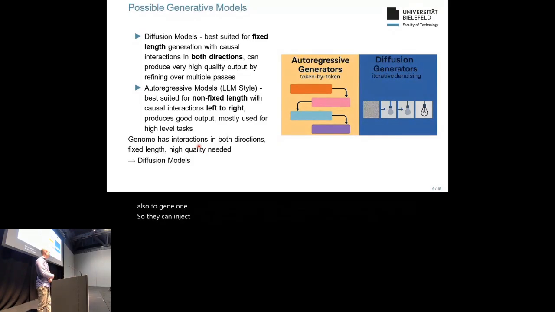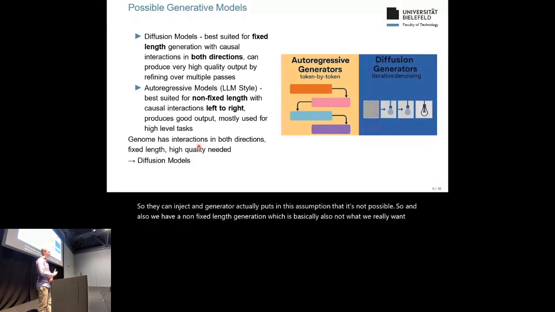And the autoregressive generator actually puts in this assumption that this is not possible. Also, we have a non-fixed length generation, which is also not what we really want here. We have a fixed set of SNP data which we want to generate. So diffusion models are very well suited because they basically provide both of these. So we did go with diffusion models.